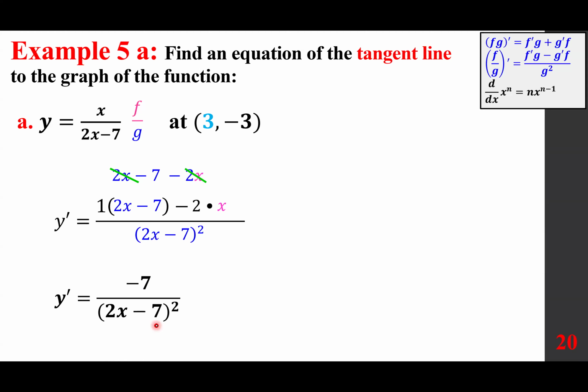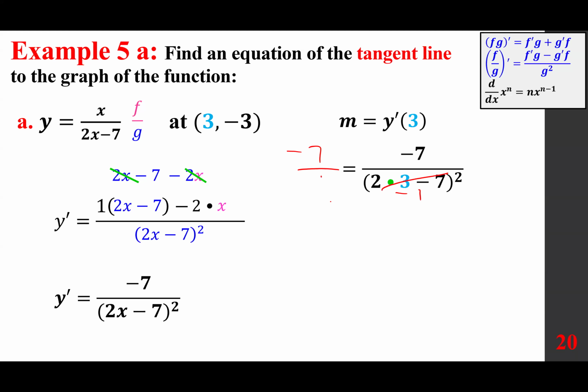In this case, m is y prime evaluated at 3. So replace the x with the x coordinate of the pair, namely 3. 2 times 3, 6 minus 7 is negative 1. When you square that, you get positive 1. So the final answer is minus 7.